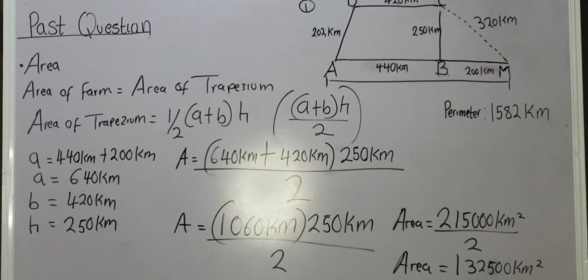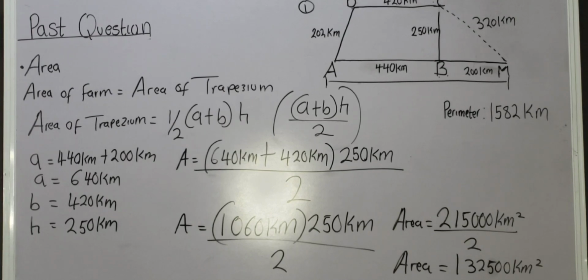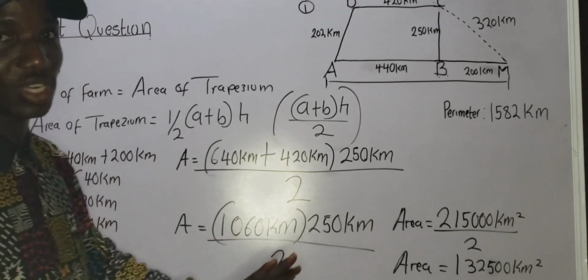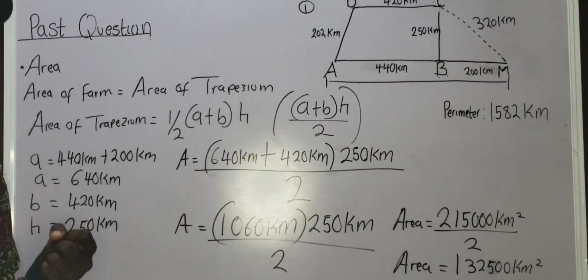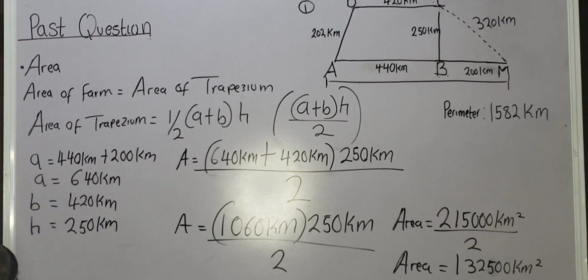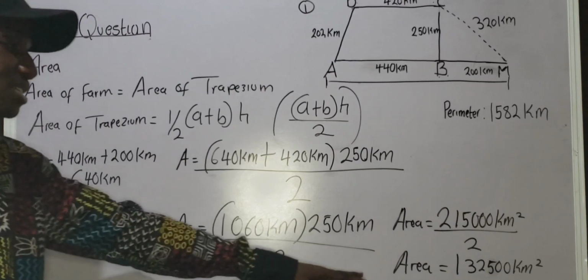So we have gotten the area of the farm in kilometers squared, but in order to calculate the plant population, we need the area of the farm in meters squared. So I'm going to convert this area to meters squared. Have you seen the reason why I want to convert it? Because the plant population of the farm is calculated in meters squared.